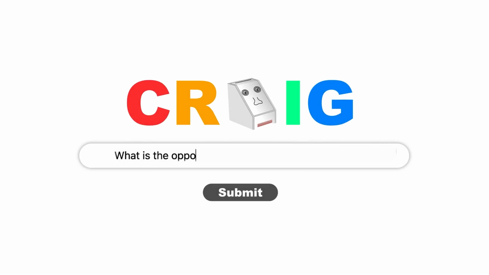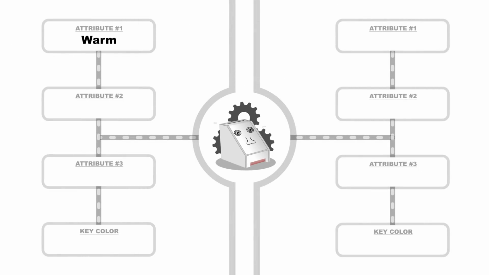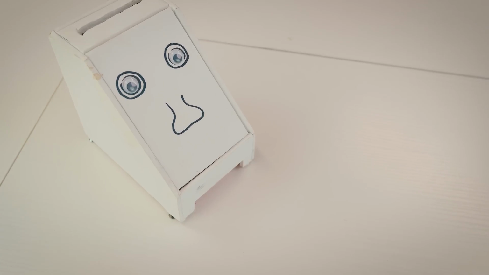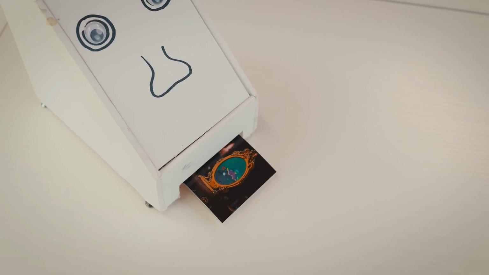Craig, with this information, what is the opposite of warm, nurturing, wise, and the color white? So according to Craig, the opposite of warm is cold, the opposite of nurturing is indifferent, and the opposite of wise is foolish. And the opposite color of white is black. Craig, print out this new opposite Mrs. Potts.